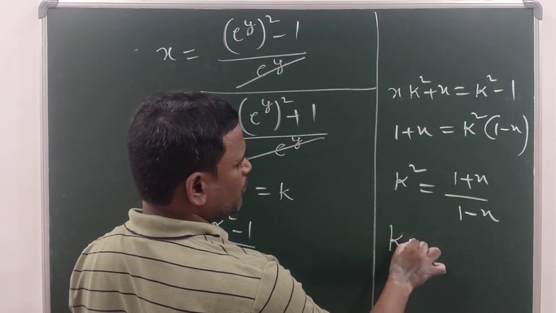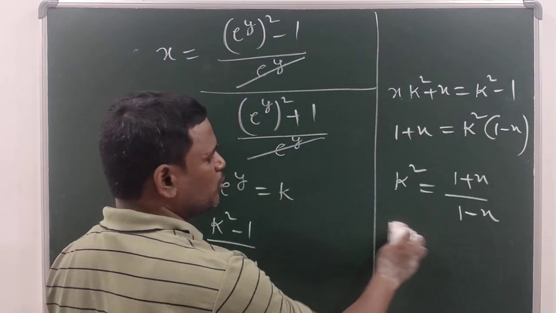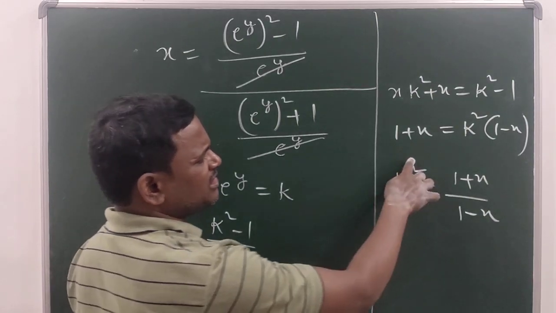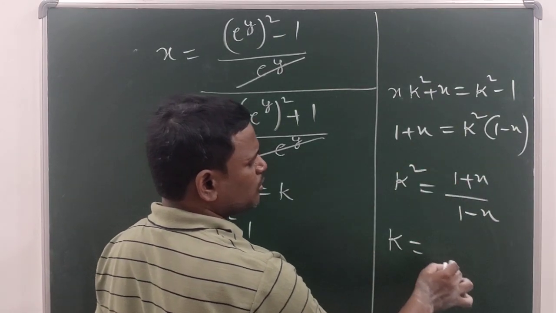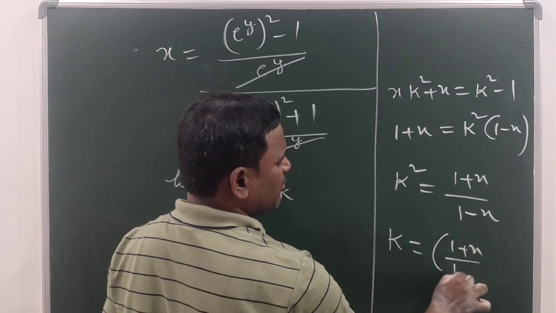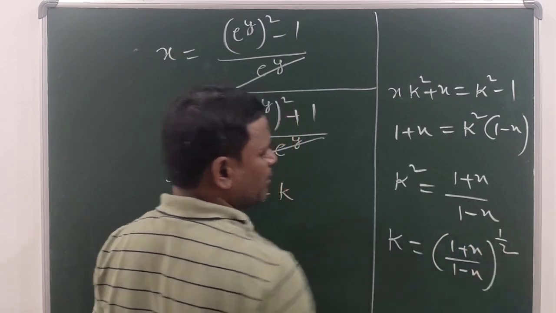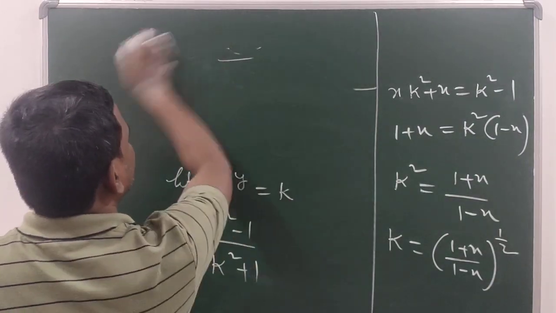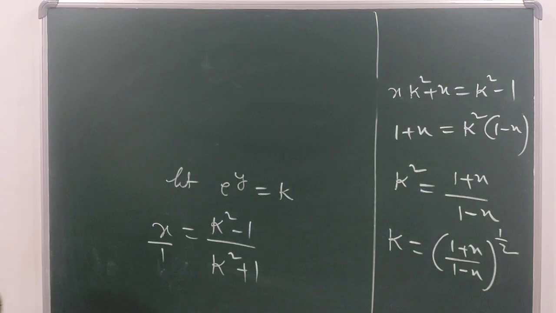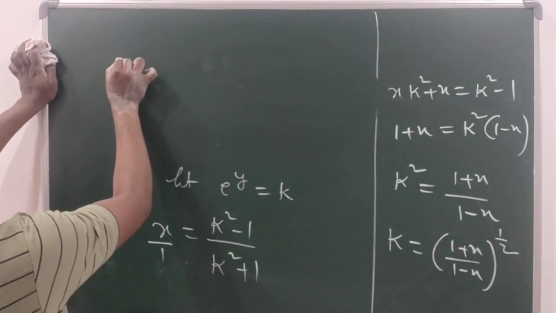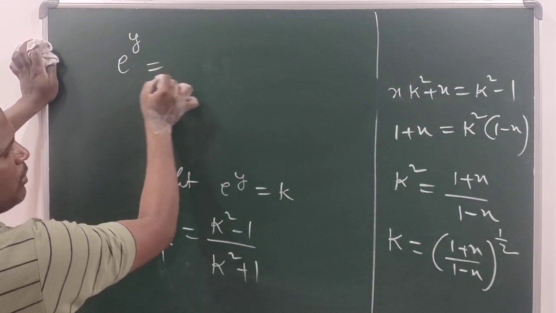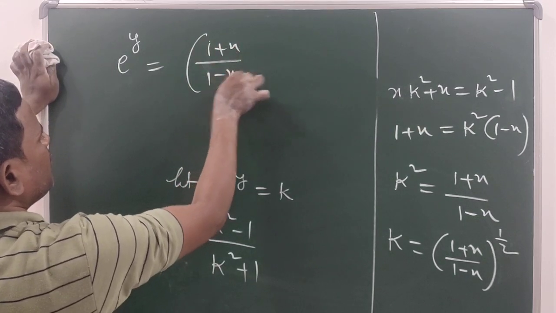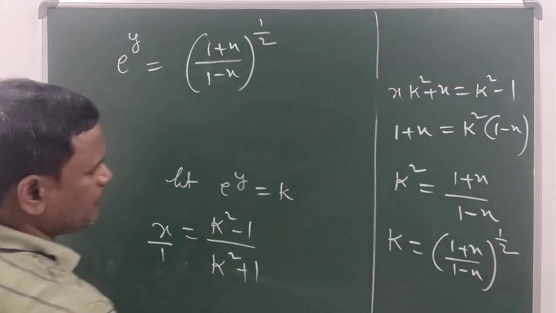Now k is equal to, otherwise apply log on both sides. Otherwise transfer the square to the right side. k is equal to ((1 plus x) by (1 minus x)) whole power 1 by 2, you will get. But what is k? e^y. So k equal to e^y. Now which is equal to, right, what do we get here? ((1 plus x) by (1 minus x)) whole power 1 by 2.